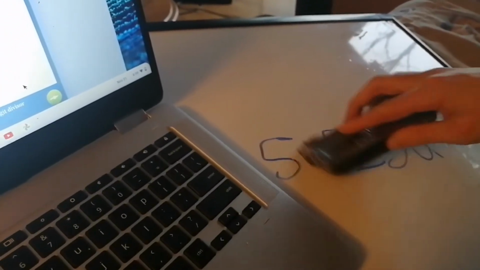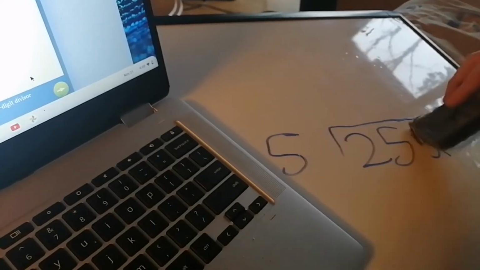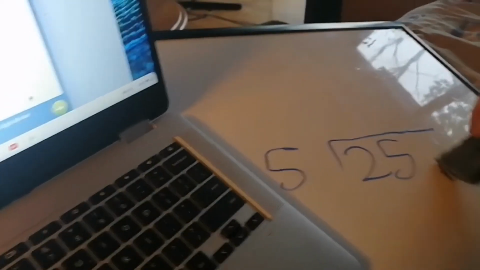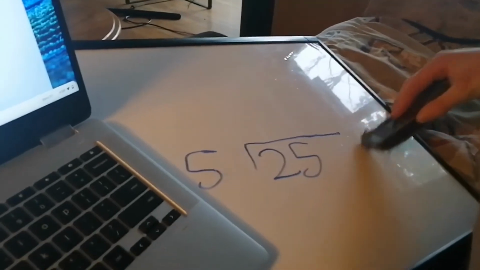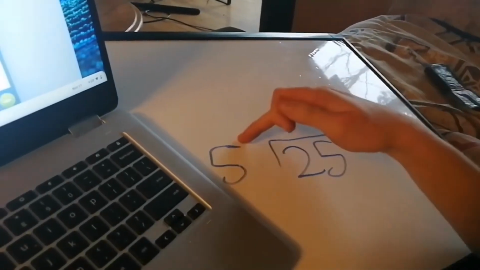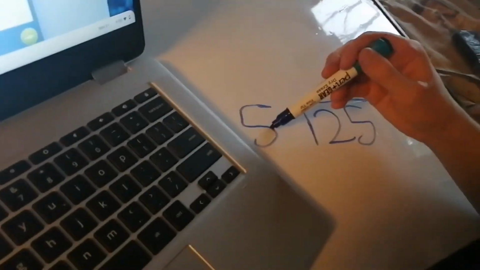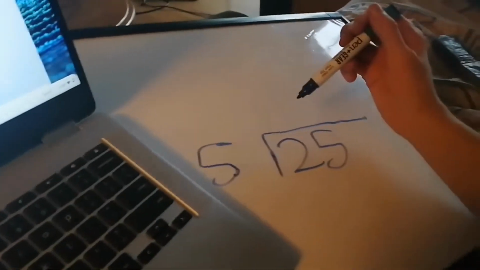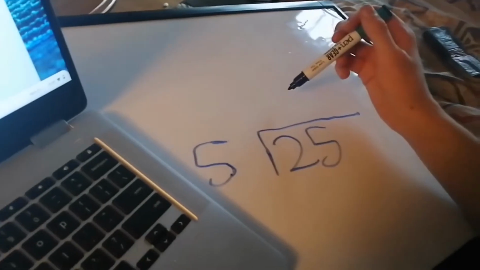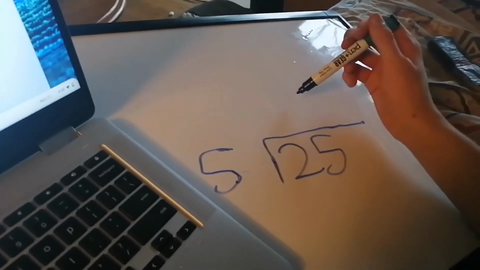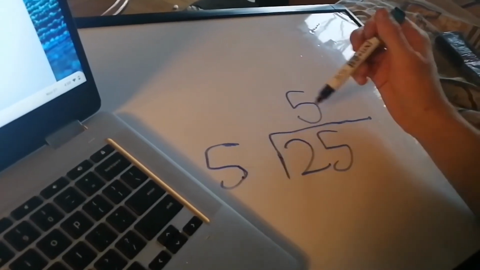Maybe if we do 50 of these problems, you'll finally get it. So that's kind of the cueing process. Sometimes you have to be patient. Okay, what's 5 into 25? Come on, times tables. 5. There you go. You're cooking.